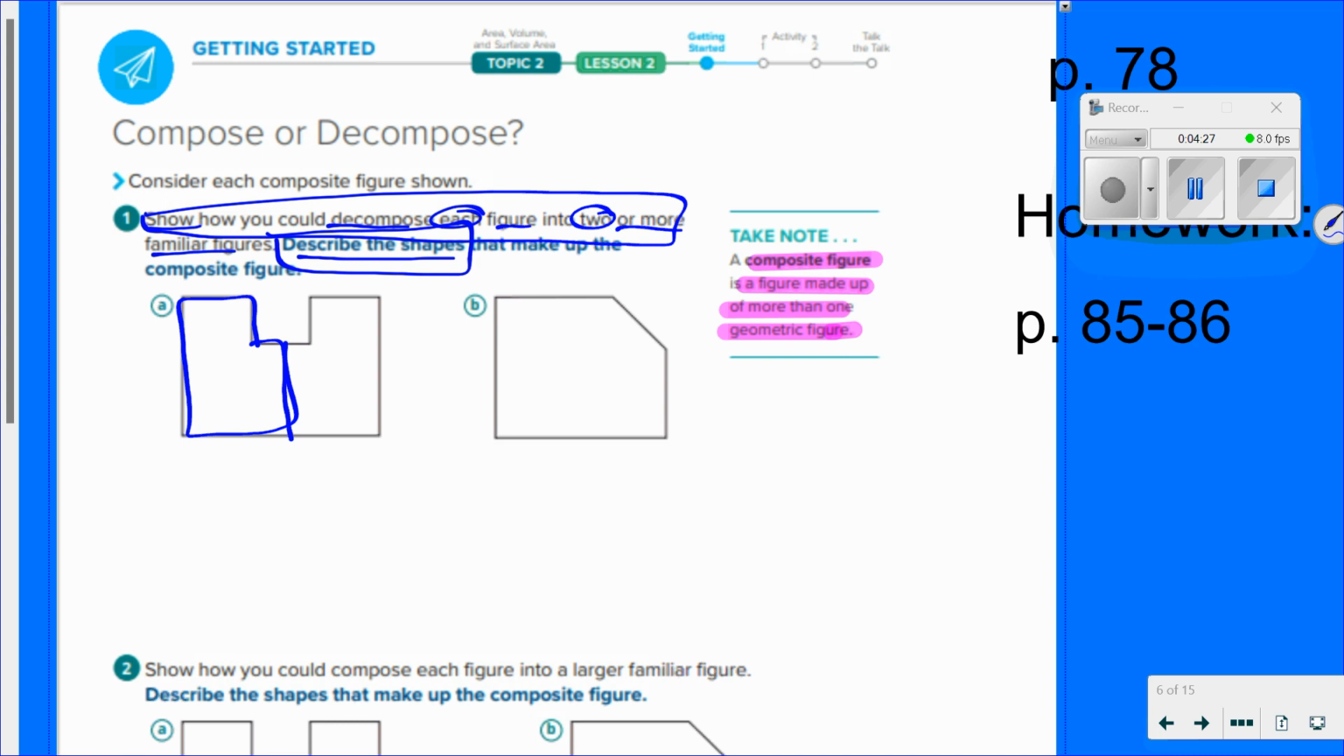Make sense? So again, the one big parameter on these composite figures, guys, you have to draw a shape that you know the formula for. Okay? What about for part B? Someone give me an answer on that one.